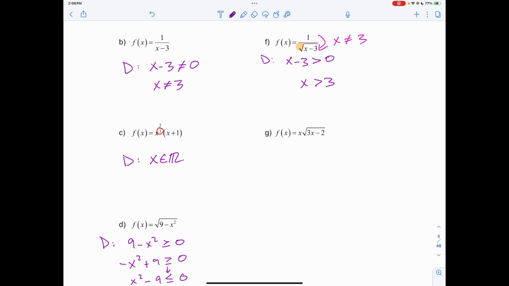And last but not least for g, we see that we have a radical here with an index of 2, which means that for our domain, 3x minus 2 has to be greater than or equal to 0 because it's not in the denominator. 3x would have to be greater than or equal to 2, and x would have to be greater than or equal to 2 over 3.